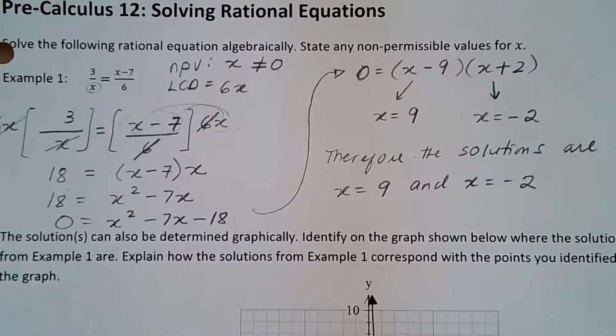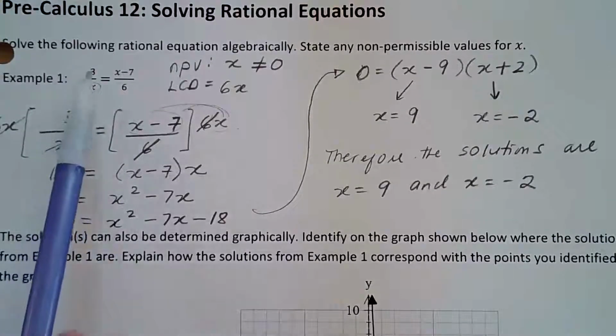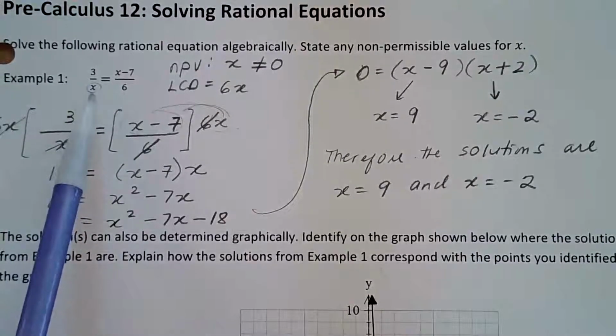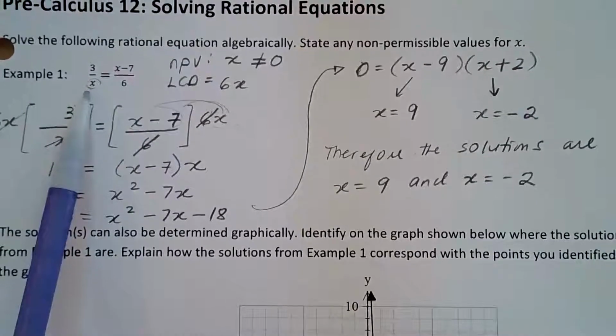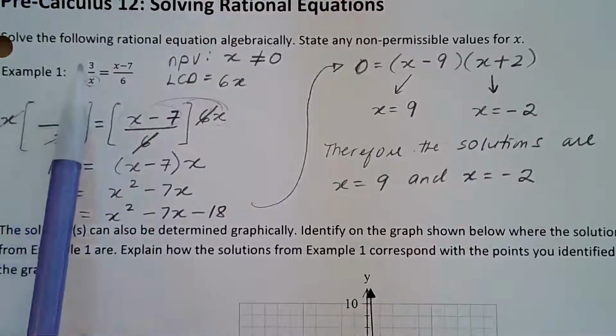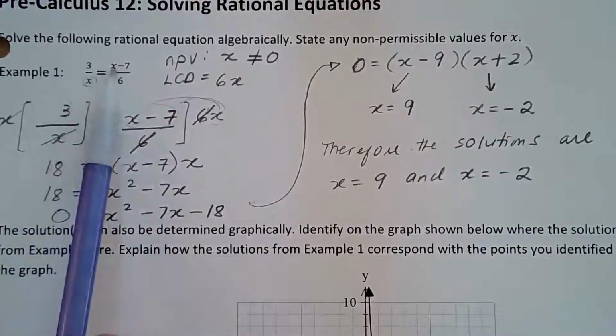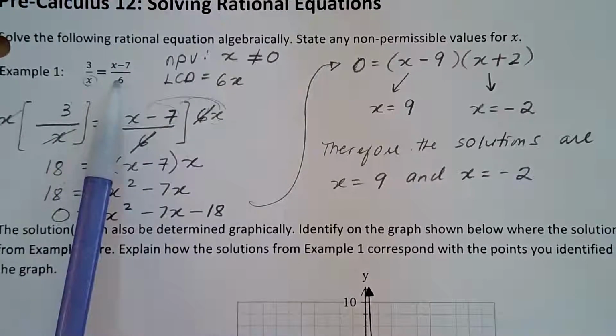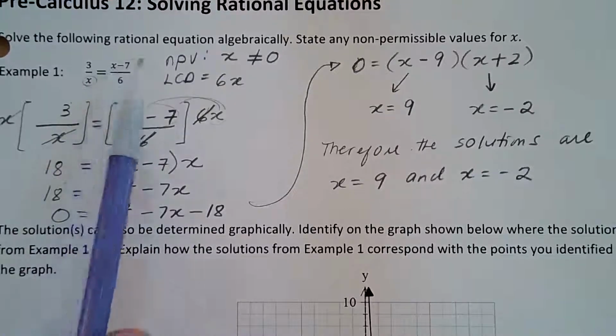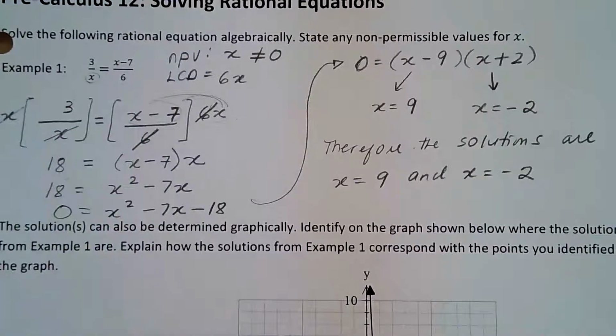Okay, that's a good question. Should I verify? You know what? Let's see if we can verify this with our mind. So 3, if you do 9, then it would be 3 over 9, which is 1/3. And then if this is 9, you're going to get 2 over 6, which is also 1/3. Okay, so that one works. And then, yeah, you can verify the negative 2.